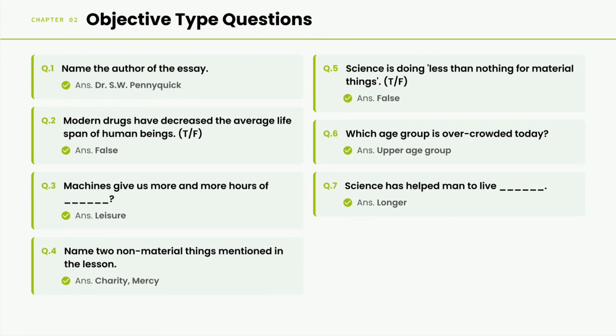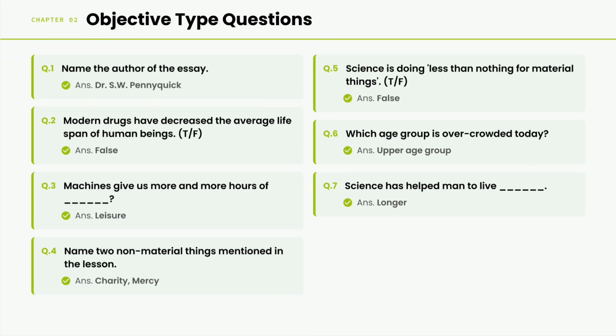Question 1. Name the author of the essay. Answer. Dr. S.W. Pennyquick. Question 2. Modern drugs have decreased the average lifespan of human beings. True or false? Answer. False. Question 3. Machines give us more and more hours of underscore.